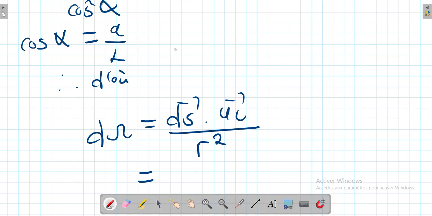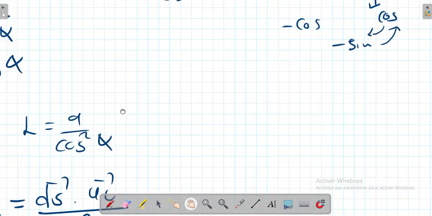So here L should be A over cos squared alpha. Thank you very much, Mr. Basil, for that remark. Okay, so we continue.